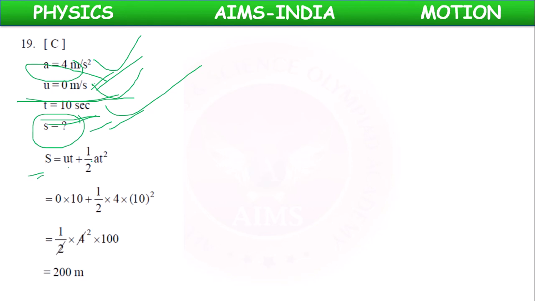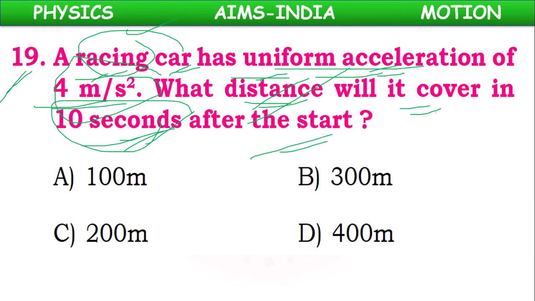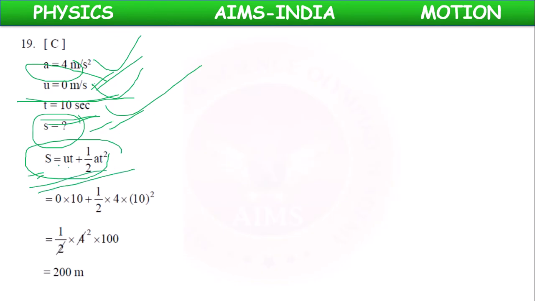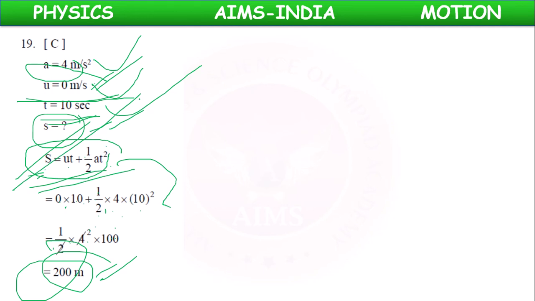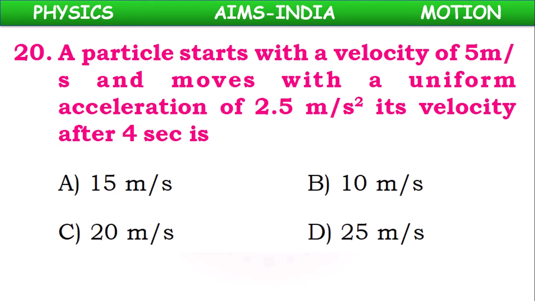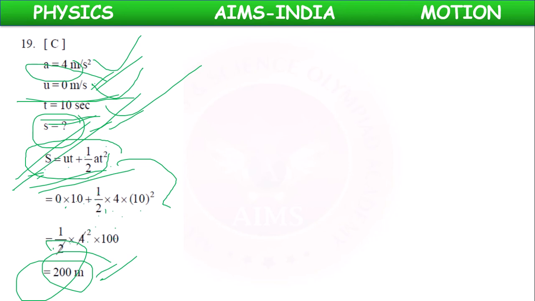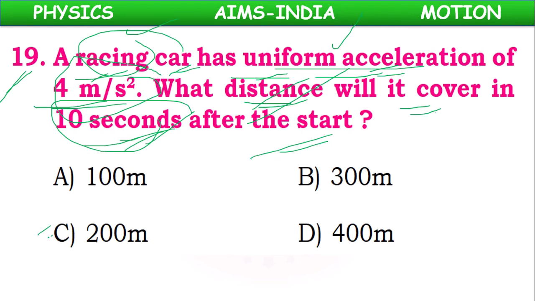We can take the formula from the equations of motion, because the body is traveling with uniform acceleration. The formula is S equal to ut plus half at square. Let's substitute the values: 0 into 10 plus half into 4 into 10 square. 0 into 10 is 0, half into 4 is 2, into 100, gives 200 meter. This is the distance or displacement covered. So option C is correct.